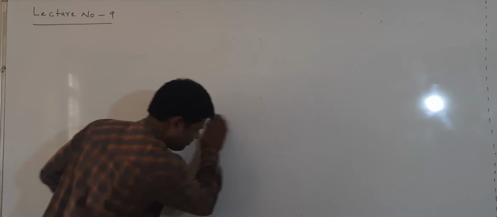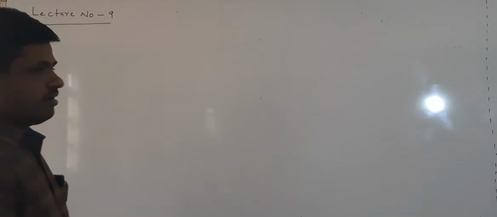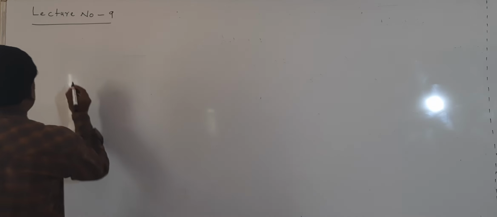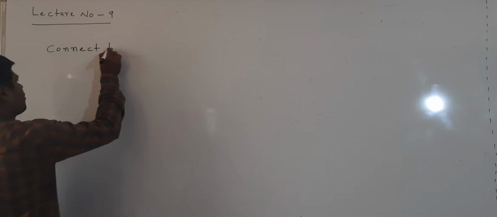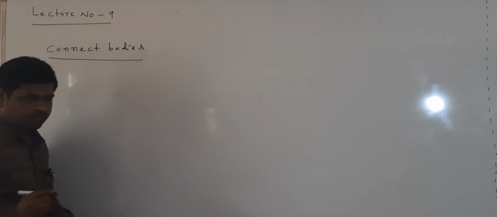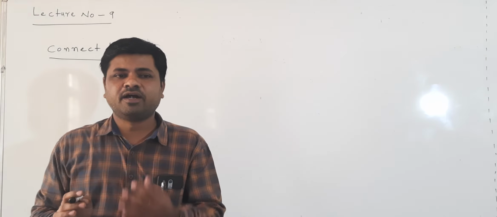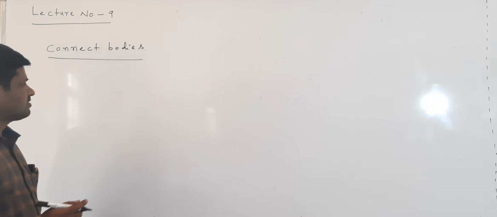Right. Next we will go to connected bodies. Connected means what? When one body is connected with another body with a string, that is called connected. Here we are discussing connected bodies.